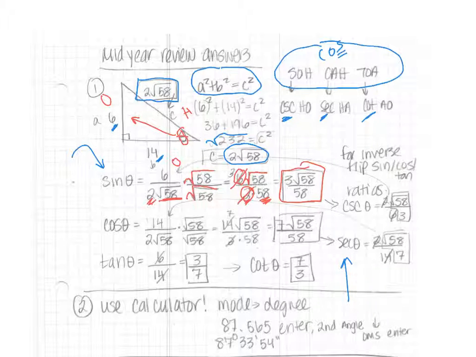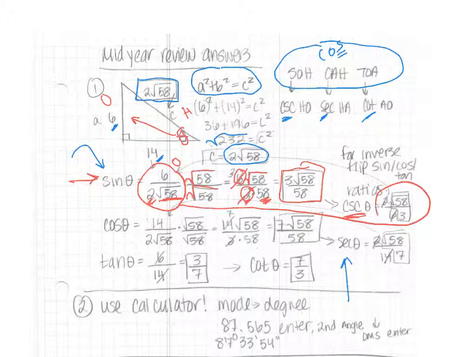Now, once you have sine, to find its reciprocal, cosecant, always take the original ratio and just flip it. So if I take this original and flip it for cosecant, 2 root 58 over 6, we cross out the 2, cross out 6, change it to a 3. That's how we end up with square root of 58 over 3. So the reciprocals are a lot easier once you find the original.